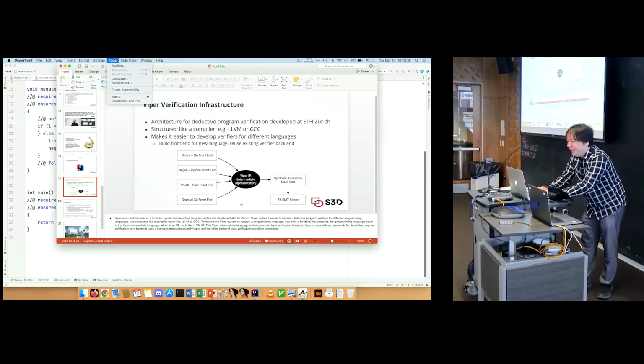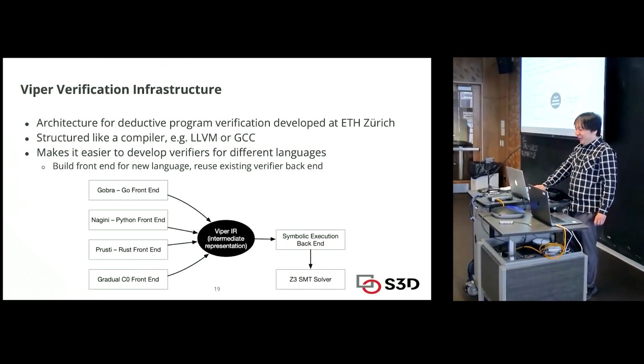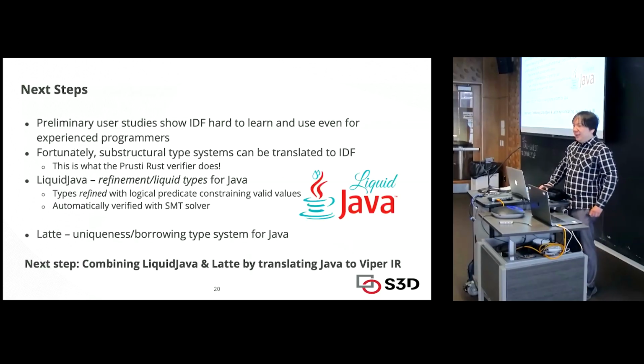Under the hood, it's built on top of the Viper verifier infrastructure, which is like a compiler. There's different front ends, and so Grantle is just a front end for the compiler, just for the verifier. So you could extend my debugger for any verifier that uses Viper.